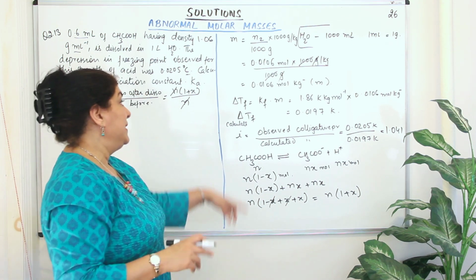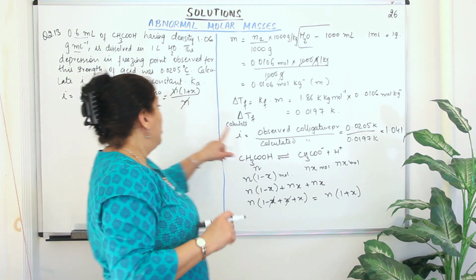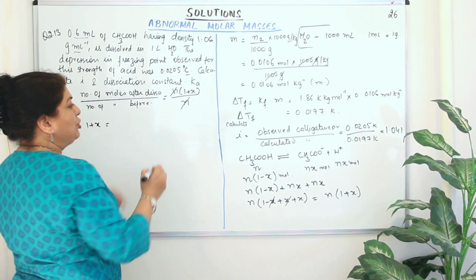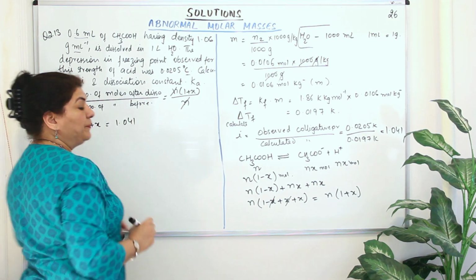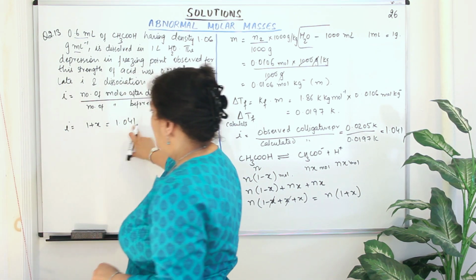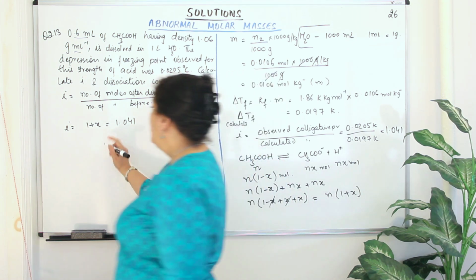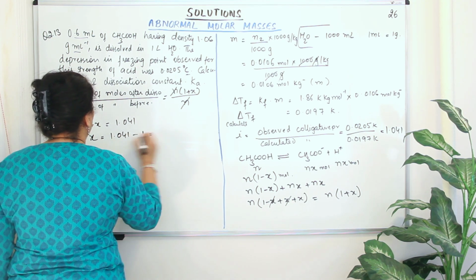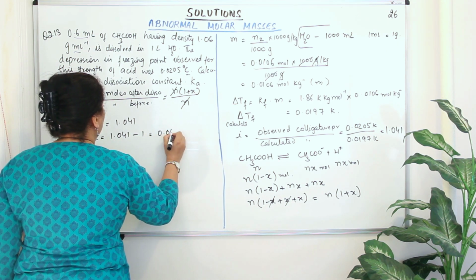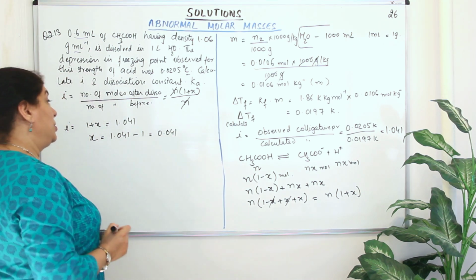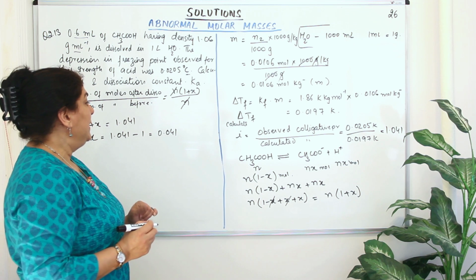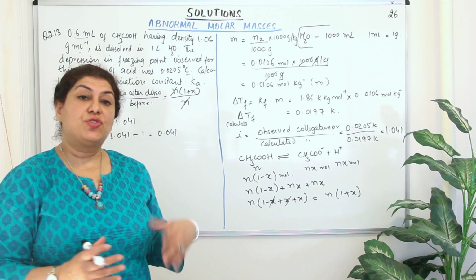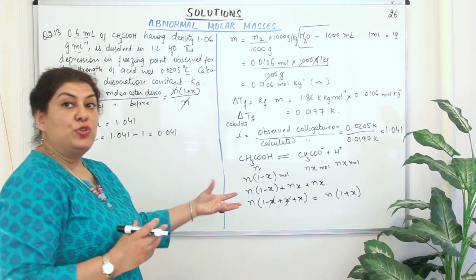We had also calculated the value of i here. So the value of i now becomes equal to 1 plus x, which is equal to 1.041. From this equation, you can calculate the value of x. So x becomes equal to 1.041 minus 1, which will be equal to 0.041. Now that you've calculated the value of x, in this equation you're supposed to know the concentrations of all the solutes and the solvents.